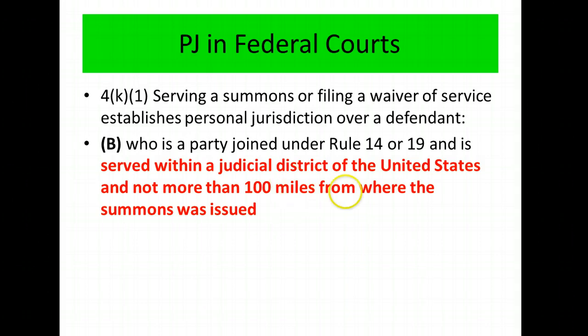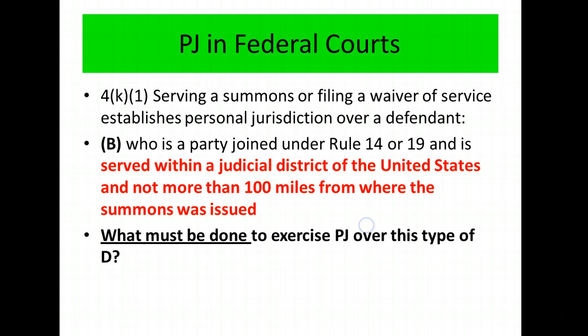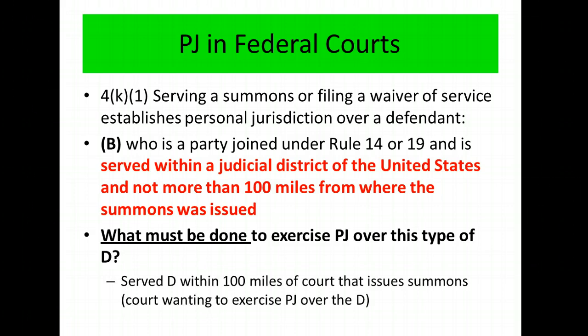All right, so what does this red section here refer to? Well, it refers to what you have to do to actually exercise PJ over the defendant, and that is serve them within 100 miles of the court that issued the summons. So what is that? Well, the summons is the accompanying document once you file the complaint, you know, to bring someone into court, the summons from the court. So basically, if you file in the federal court in the Southern District of Ohio, then it's that court that we're focusing on, and you need to find them 100 miles from that court.